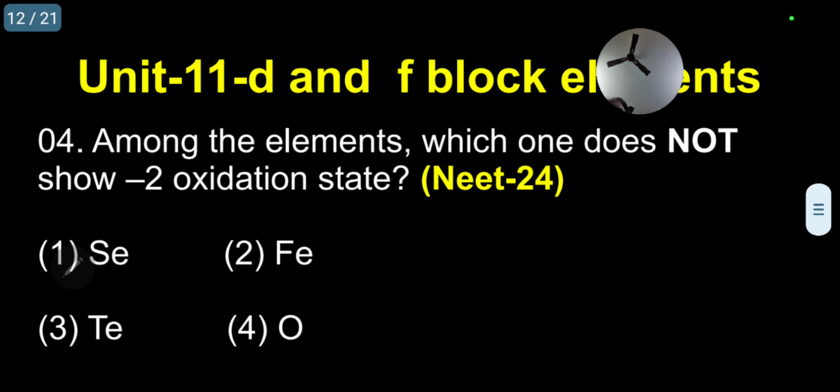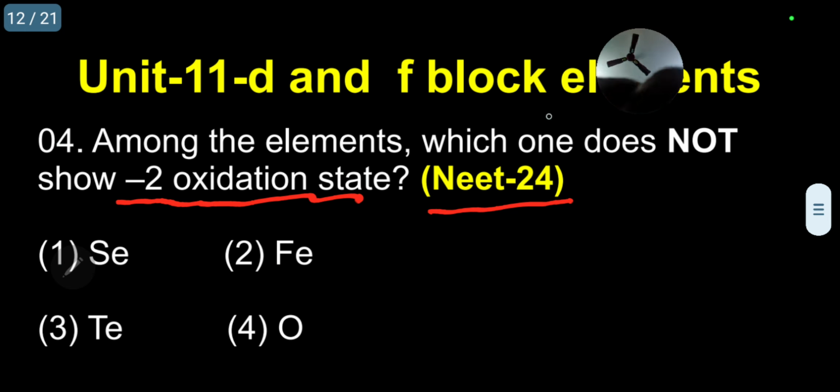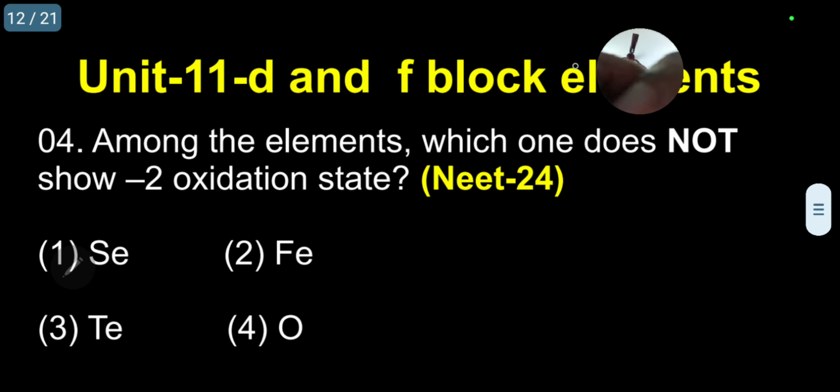Question number 4. Among the elements, which one does not show -2 oxidation state? Asked in NEET 24. Oxidation state will be either plus or minus. Metal means it will always be positive. Non-metal, it will be negative. Sometimes even in metal cases, there will be negative. So the question is, among the elements, which one does not show -2 oxidation state?